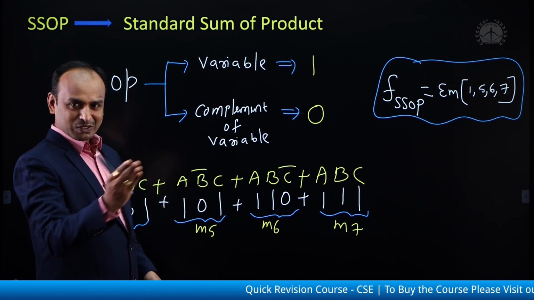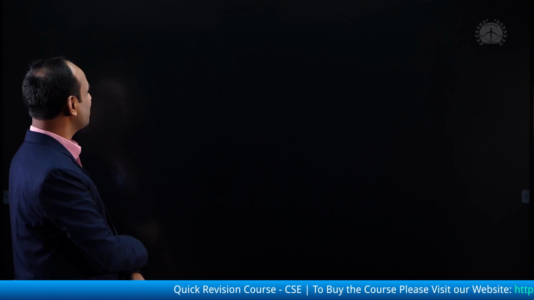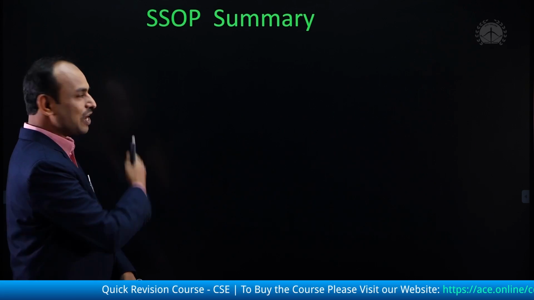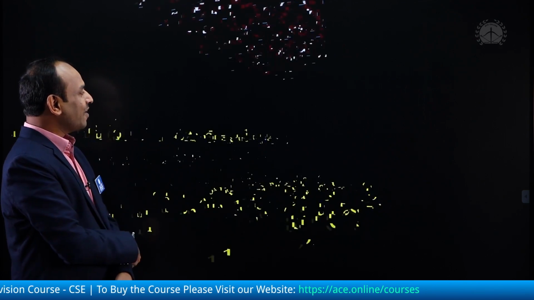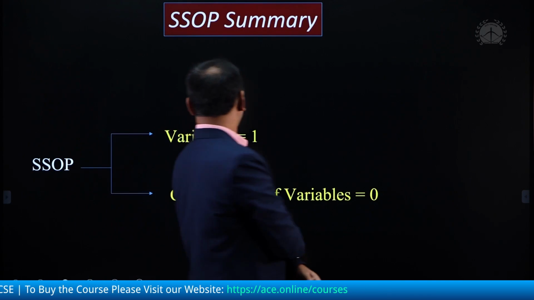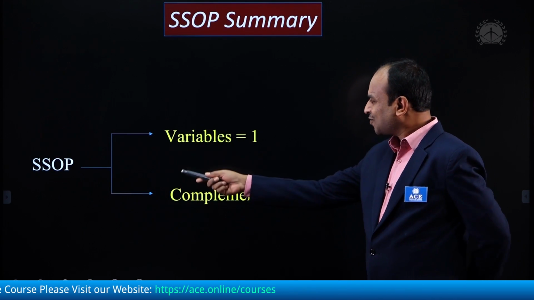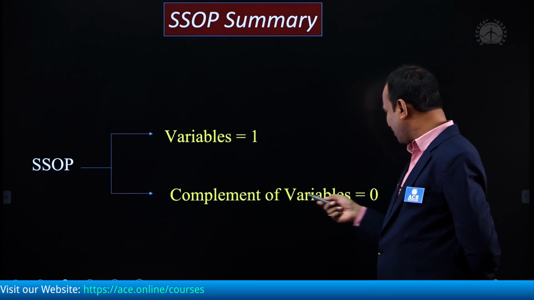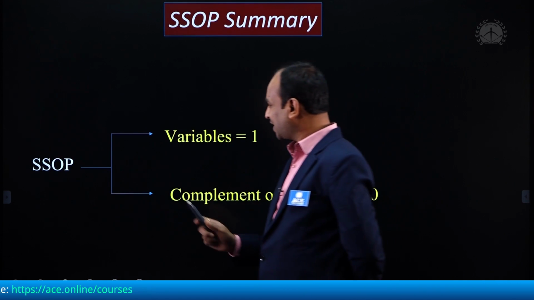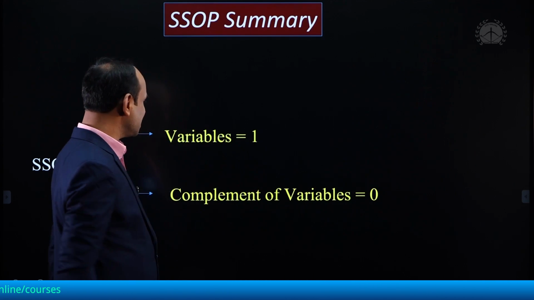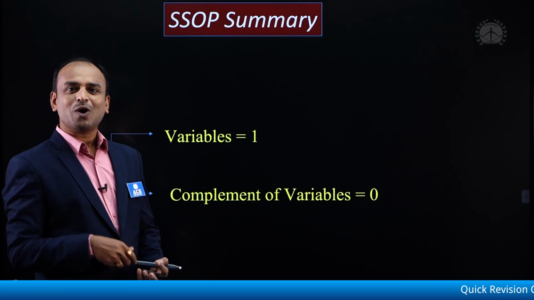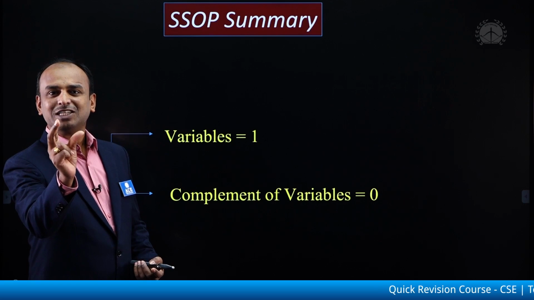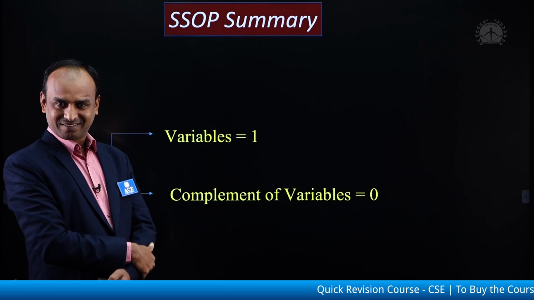This is important. So I am writing the summary of the SSOP. Now observe, what is the summary of the SSOP here? Same thing, whatever I have written. In SSOP, variables are 1, and the complement of variables is how much? 0. Okay, variables are 1, complement of variables is 0. This is SSOP. Actually our main topic is the difference between the SOP and POS.